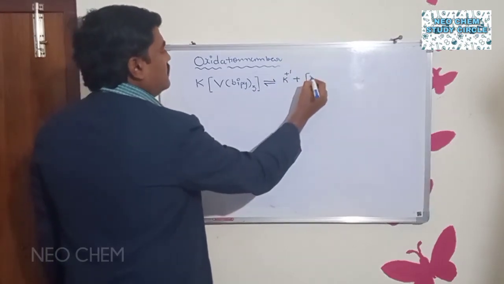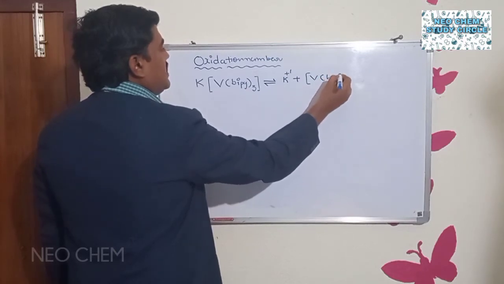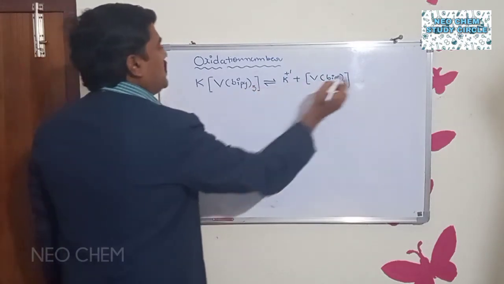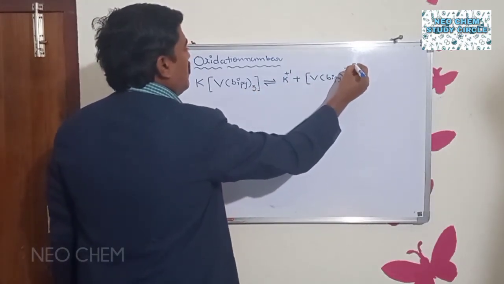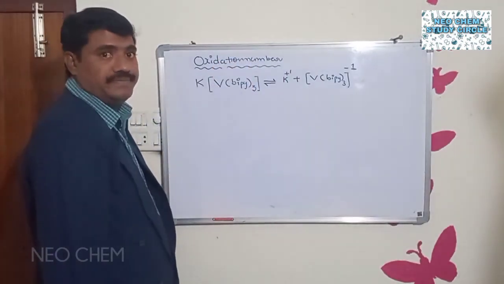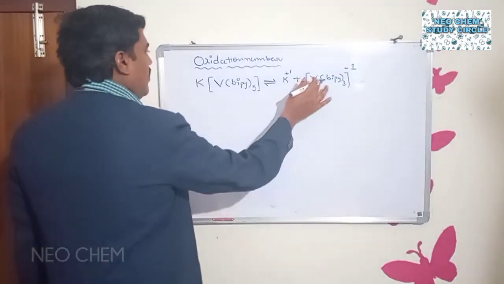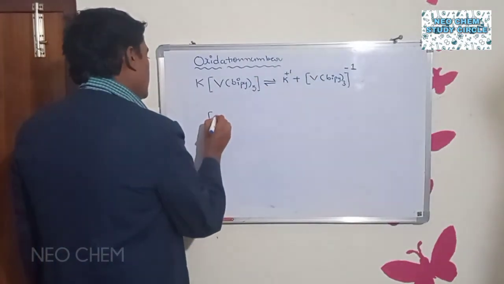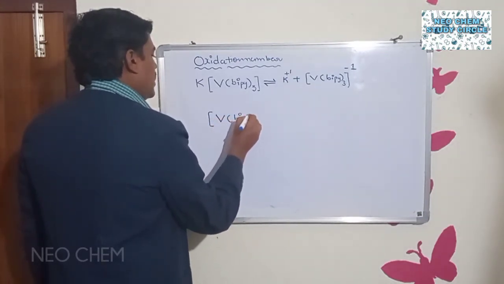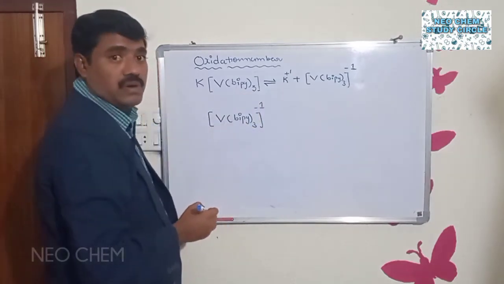Next, how many negative charges should the complex sphere have? The complex sphere should have only minus 1 charge, because how many positive charges are there? Only 1 positive charge is there. That's why the complex sphere should have minus 1 charge. Now, we will take the complex sphere, vanadium bipyridine taken 3, minus 1. Right?